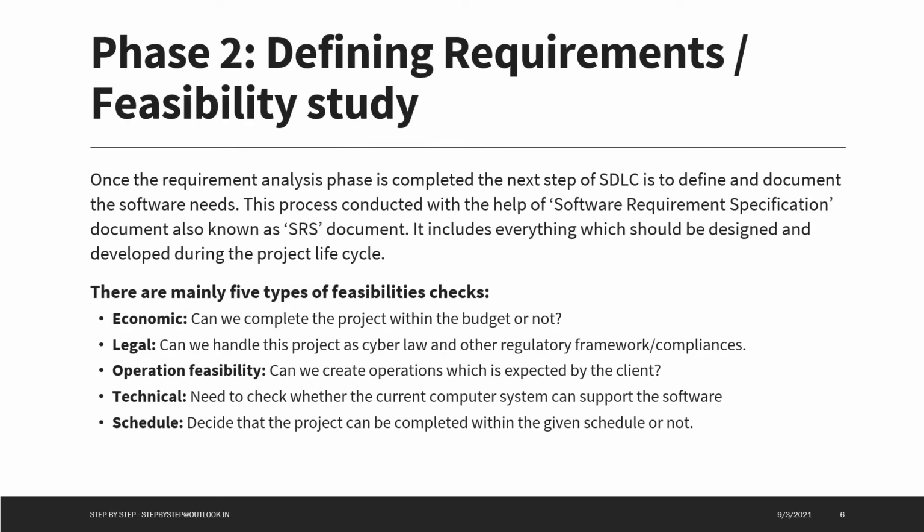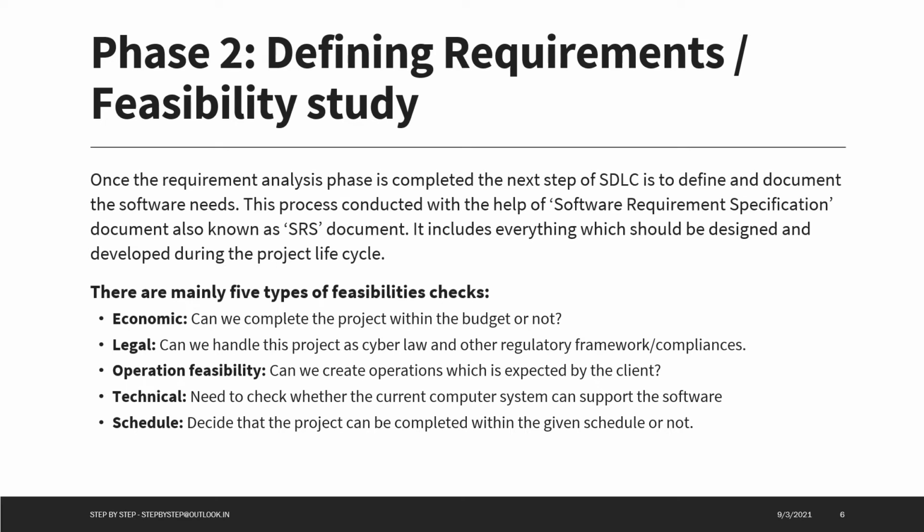The second phase will be defining requirements and the feasibility study of the requirement. Once the requirement analysis phase is completed, the next step of SDLC is to define and document the software needs. So we need to document what the software needs are going to be. This process is conducted with the help of the software requirement specification document. So this SRS document will be an entry criteria for this second phase. That SRS was the exit criteria for the first phase. It includes everything which should be designed and developed during the project lifecycle.